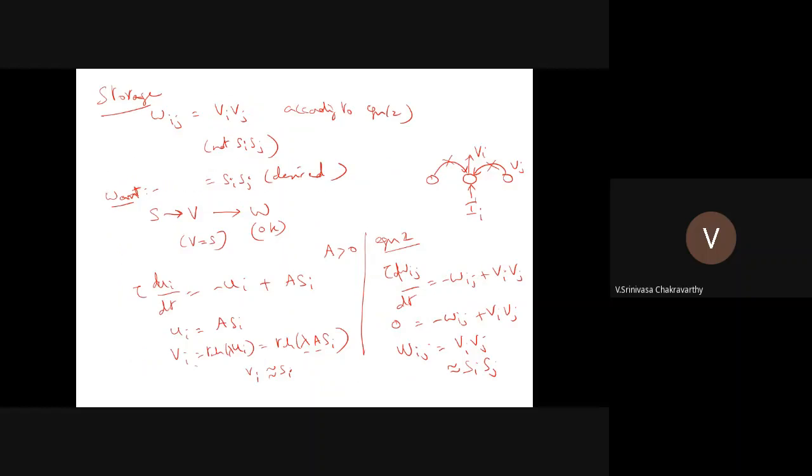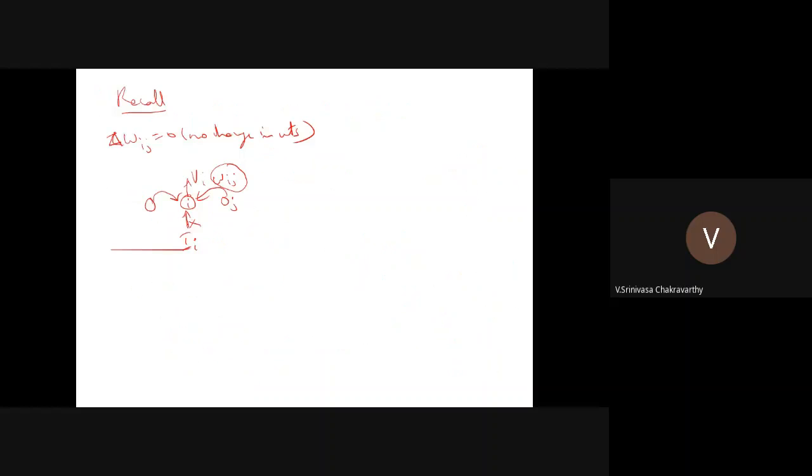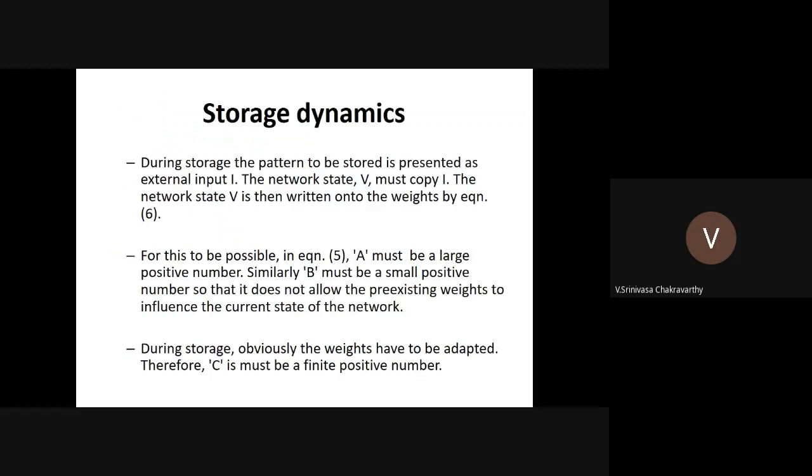Because during storage, I don't want neighborhood interactions. So this component must be small, external input must be strong, and weights have to change, right? Whereas during recall, I don't want external input, I don't want weights to change, and I want the lateral interactions to be strong. Okay, so let us see if this is clear.